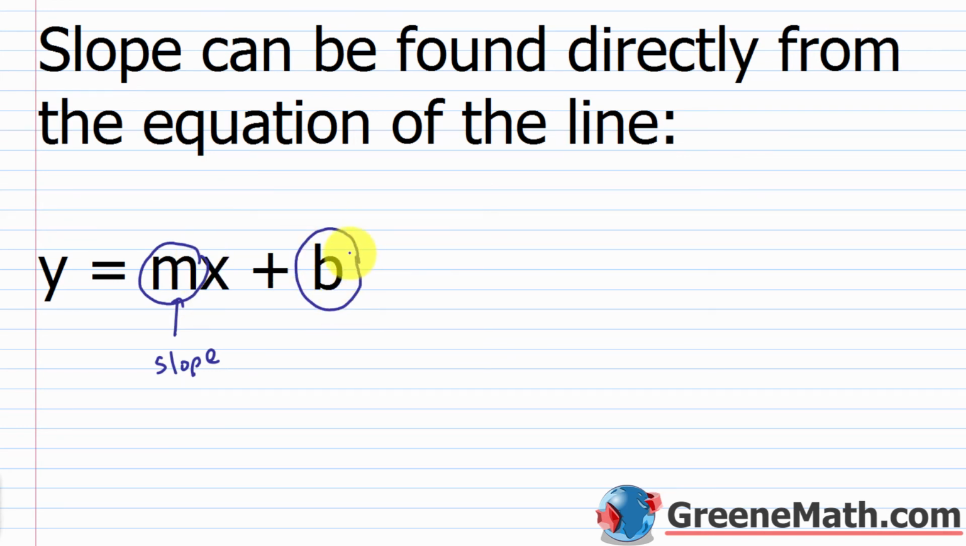B is something that's new for us, not if we took Algebra 1, but if we haven't seen this before, b is basically the y coordinate for the y-intercept. So in other words, if I plugged in a 0 for x, m times 0 would be 0, so this would disappear. I'd have y equals b. So the coordinate 0, comma b is your y-intercept.